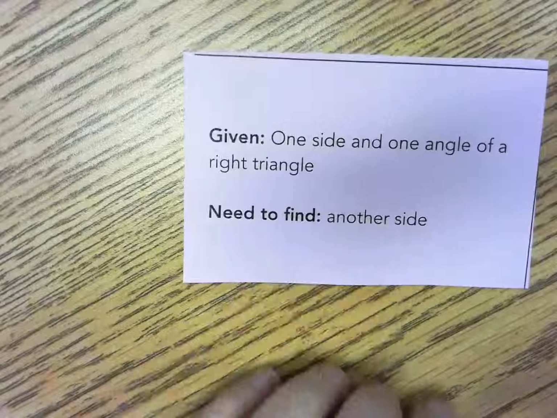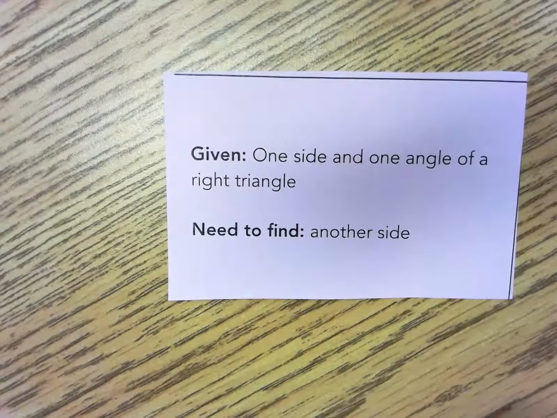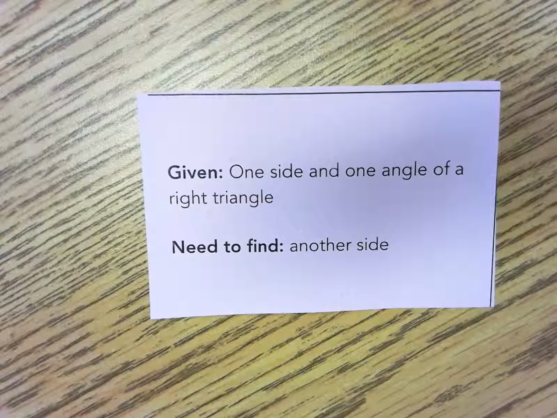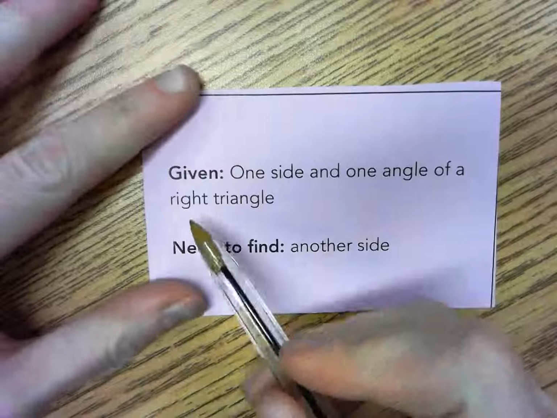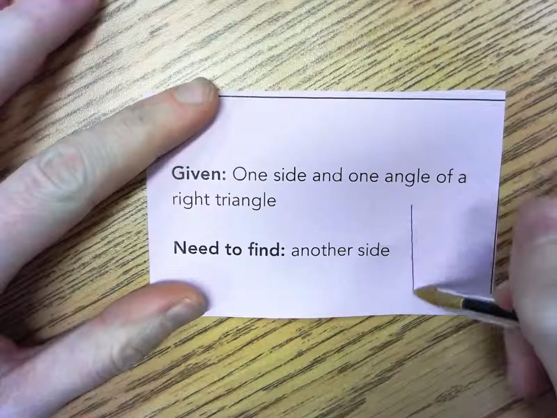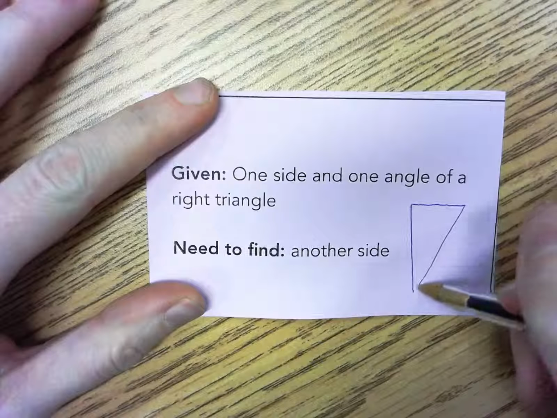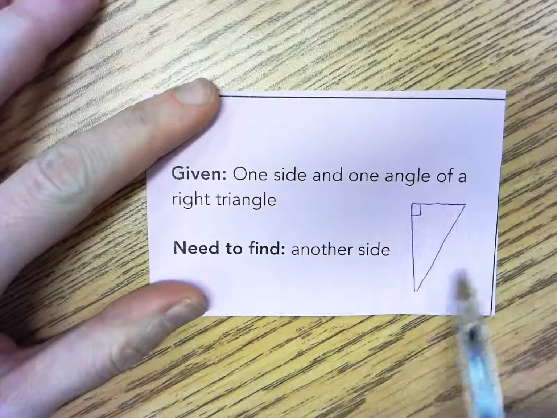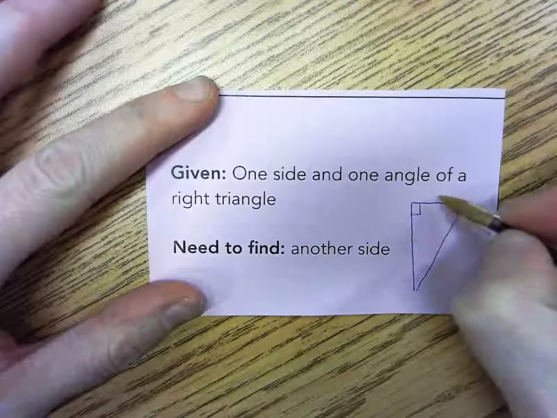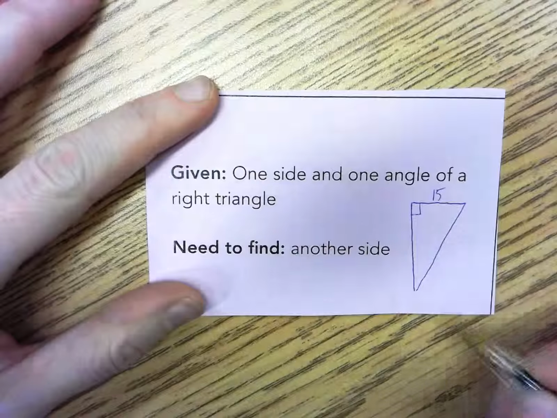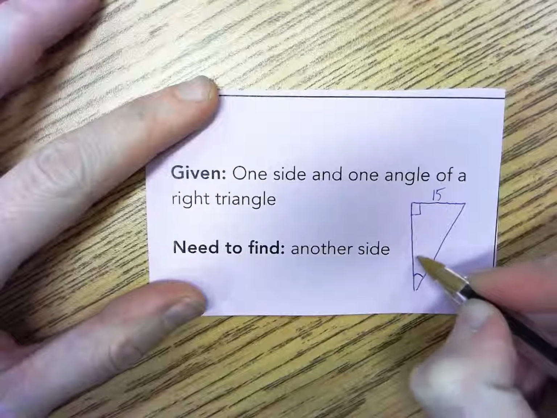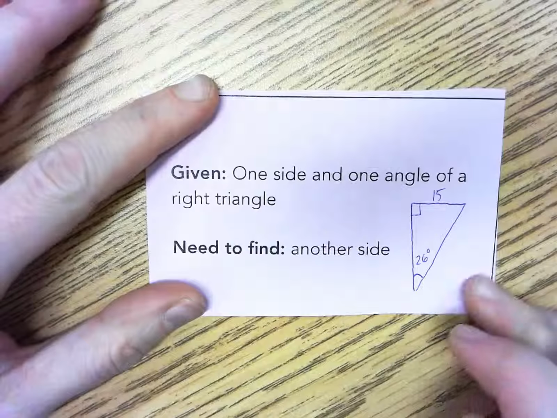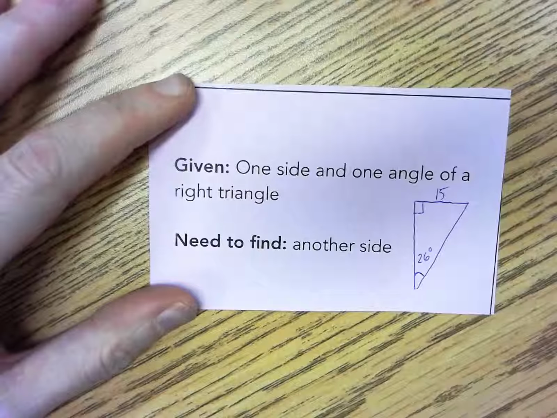All right, go ahead and find this card. Given 1 side and 1 angle of a right triangle, need another side. And let's go ahead and draw this one. So again, we need a right triangle. Doesn't matter what right triangle we draw. And it says that we're given 1 side and 1 angle. So pick any side that you want and pick any angle. I'm going to label this side as 15 and this angle as 26. You can use whatever numbers you want here. We just need 1 side and 1 angle.